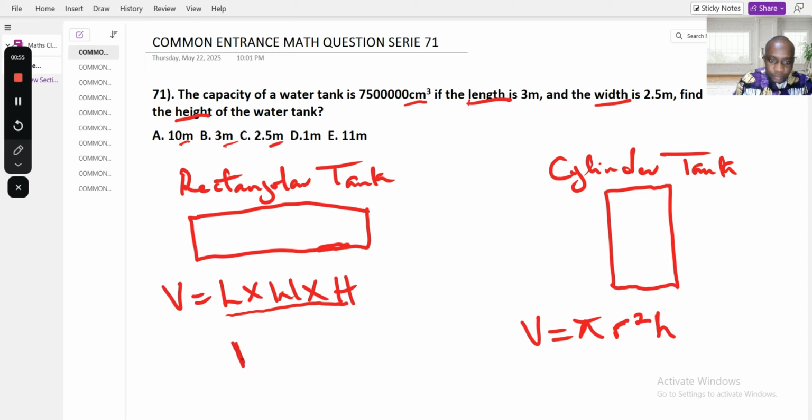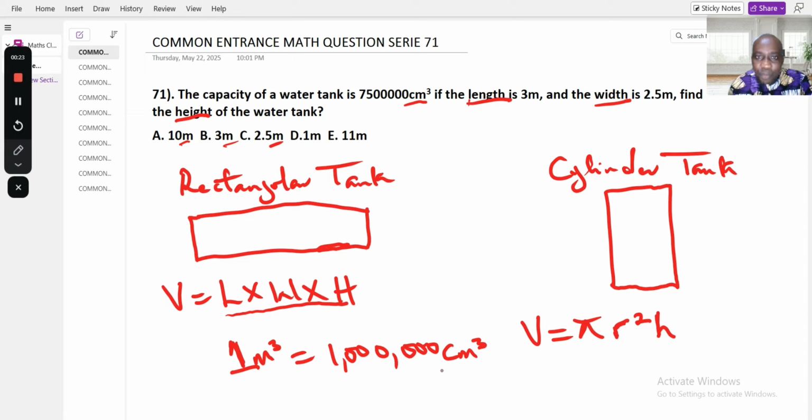1 meter cube is equal to 1 million centimeter cube. Therefore, 1 meter cube is equal to 1 million centimeter cube, and the question gives us 7.5 million centimeter cube. We are going to convert it.